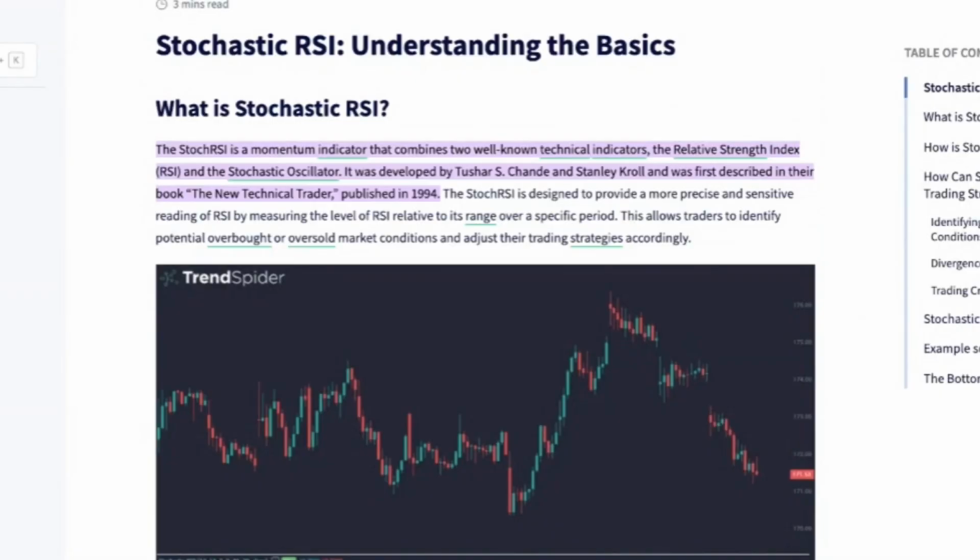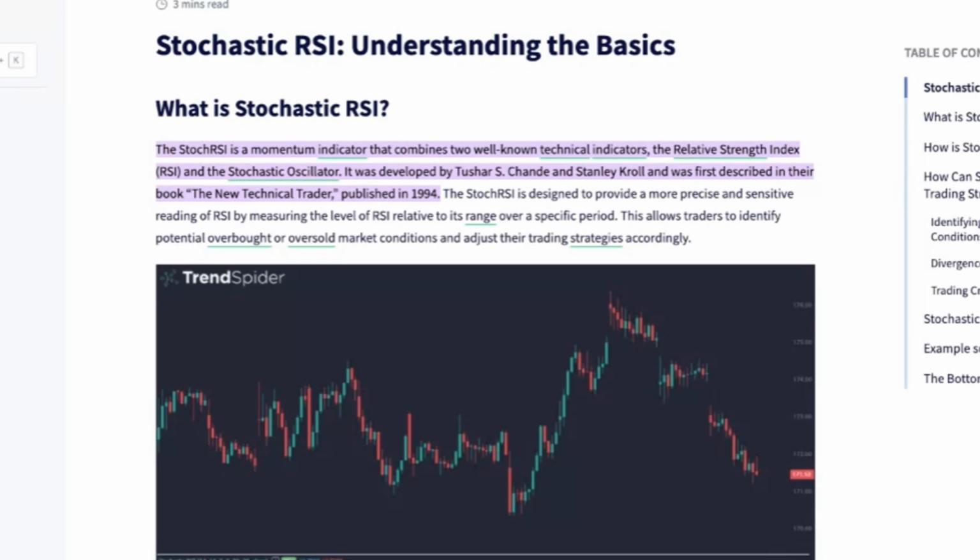So what is the Stochastic RSI? The Stochastic RSI is a momentum indicator that combines two well-known technical indicators, the Relative Strength Index and the Stochastic Oscillator. Now, this was developed by Tushar Chande and Stanley Kroll and was first described in their book, The New Technical Trader, published in 1994.